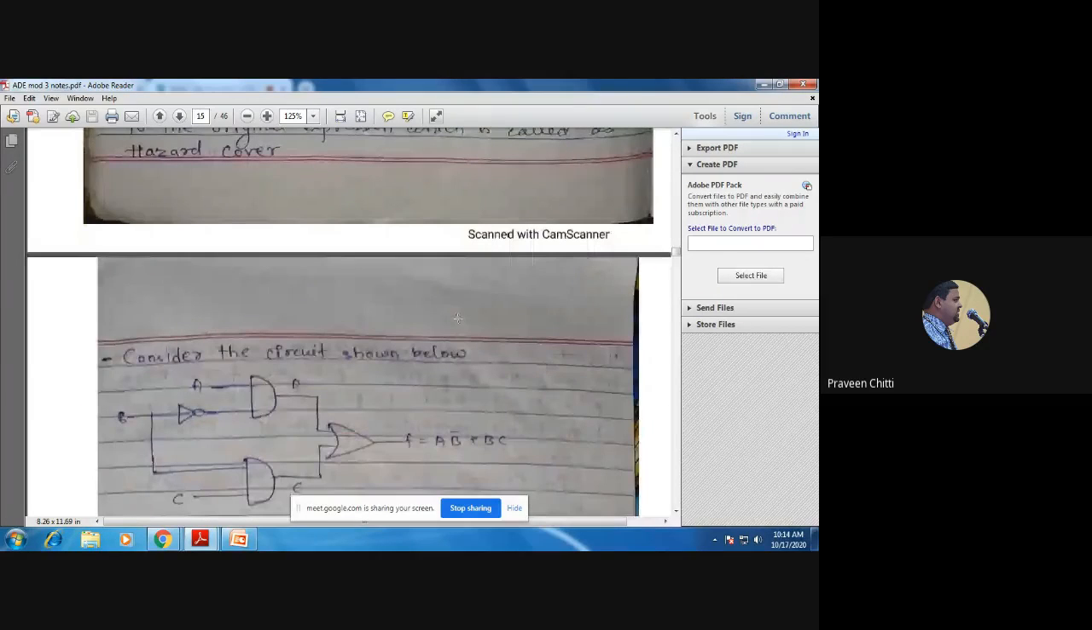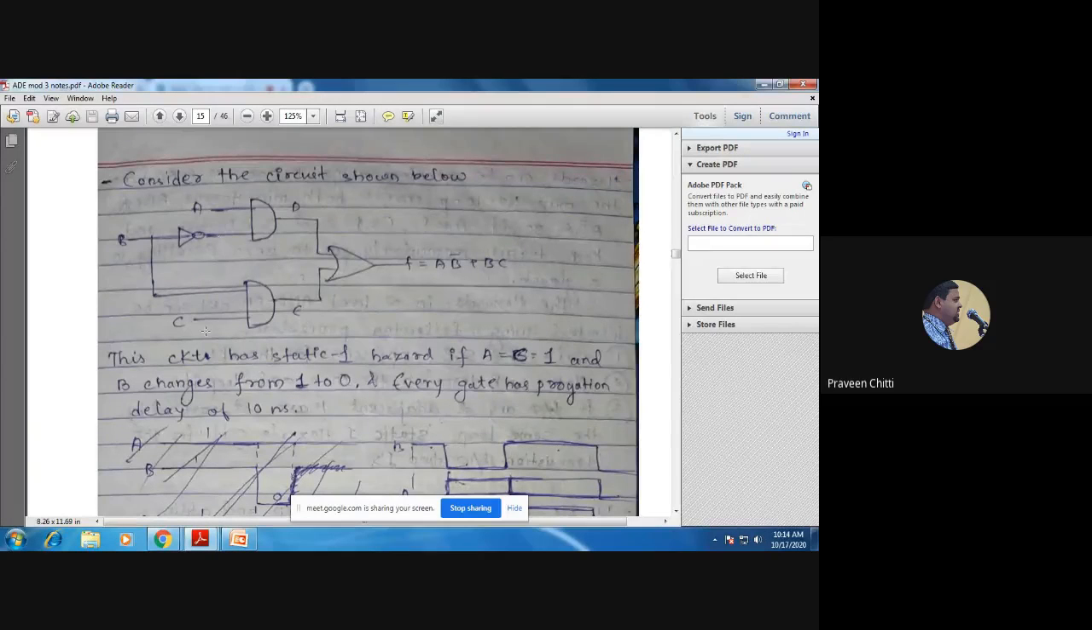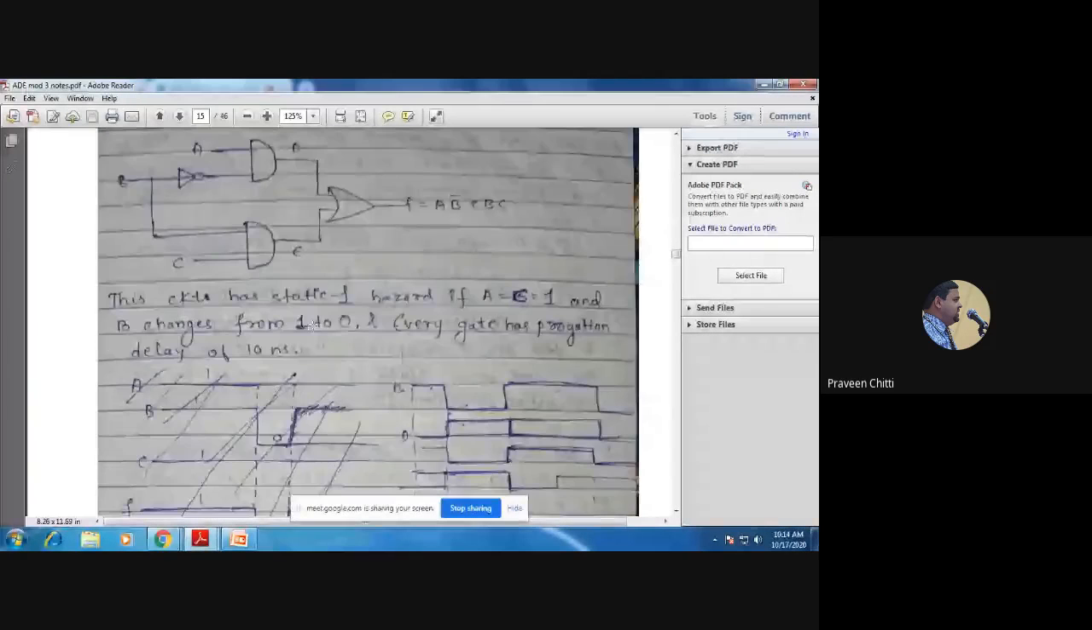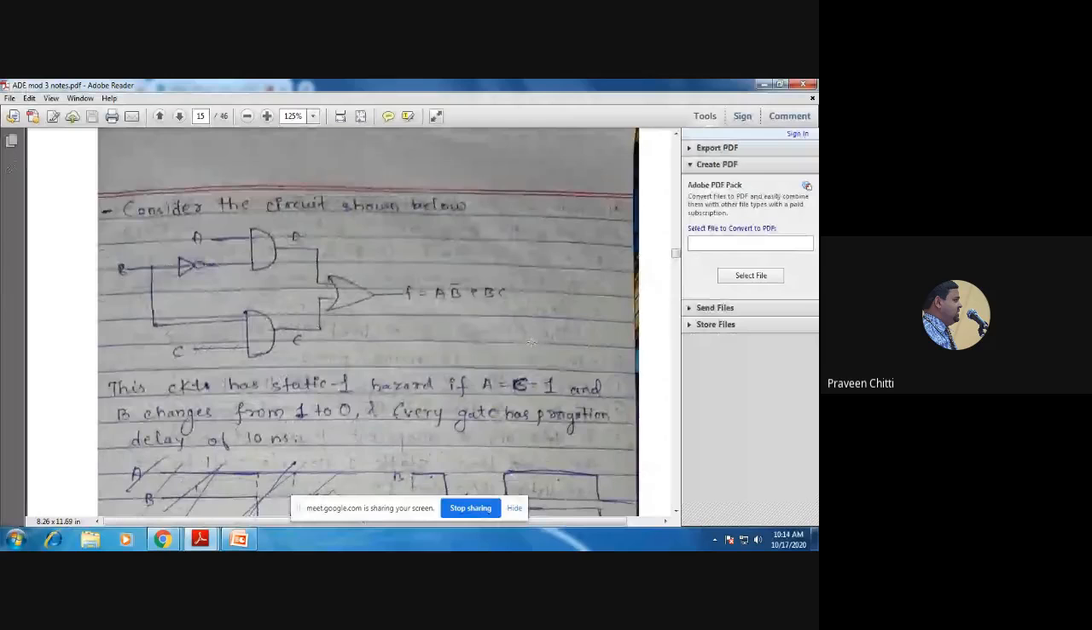This is the circuit I have shown. Now you can see the B bar plus BC circuit. The circuit has a static 1 hazard when A equals 1 and C equals 1. If you take A equal to 1 and C equal to 1, it can be shown that when B changes, there will be a hazard. What should be the output for this circuit when A is 1 and C is 1? B may be anything. Suppose B is 0, here you will get 1. And if B is 1, here you will get 1.